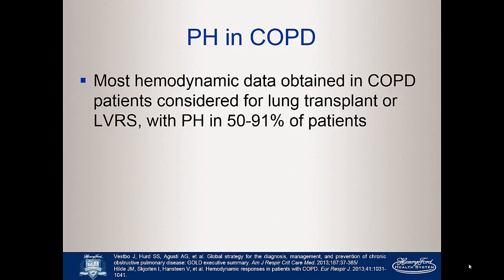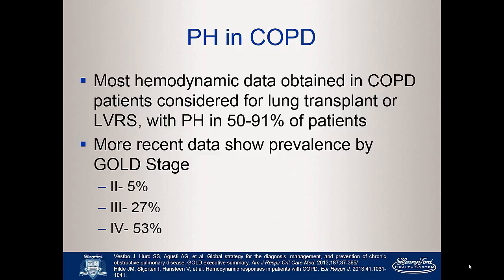In terms of what we have on the epidemiology of this set of conditions, it's somewhat difficult. There's a selection bias. We're looking at patients who were referred for lung transplant or lung volume reduction surgery, and PH has been found in anywhere from half to about 91% of patients. More recently, we've looked at right heart cath data available for patients and stratified them by GOLD stage, back when we had spirometry GOLD stages. But again, you have to ask the question why they were cath'd in the first place.